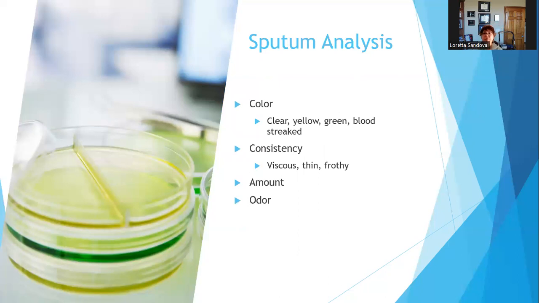Sputum analysis. If people cough stuff up, you should look at it. Nurses have known this for years. Most of us will go, let them cough it up into a Kleenex or something. And then you got to look at it and see, is it clear? Is it yellow, green, blood streaked? Is it viscous, thin, or frothy? How much of it? Like, is it copious amounts or minimal amounts? And if there's an odor, you got an issue.